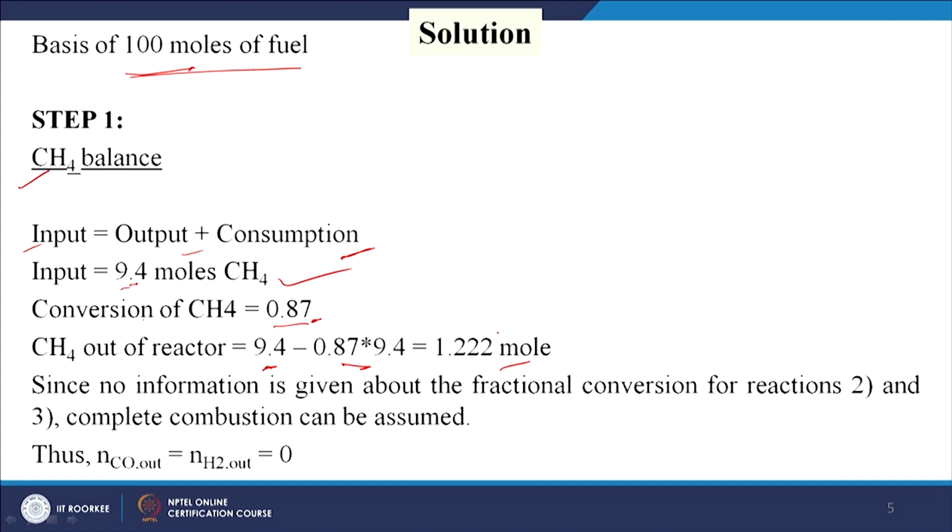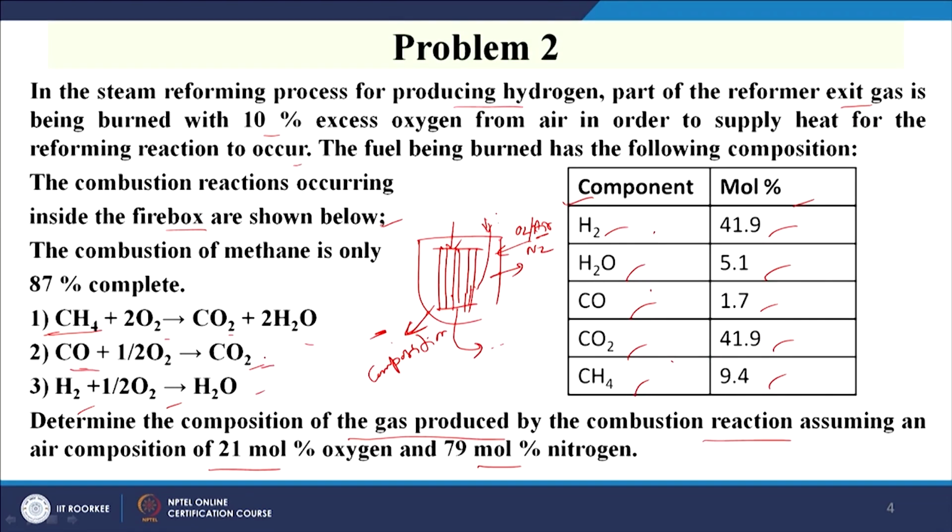So, this mole of methane is getting out of the reactor, that is for methane, and since no information is given about the fractional conversion of reactions 2 and 3. So, what are reactions 2 and 3? CO to CO2, and H2 plus half O2 giving us H2O. So, whether the CO is converted completely or not, hydrogen is completely or not, we are assuming that the CO is completely converted to CO2 and H2 is completely converted to H2O.